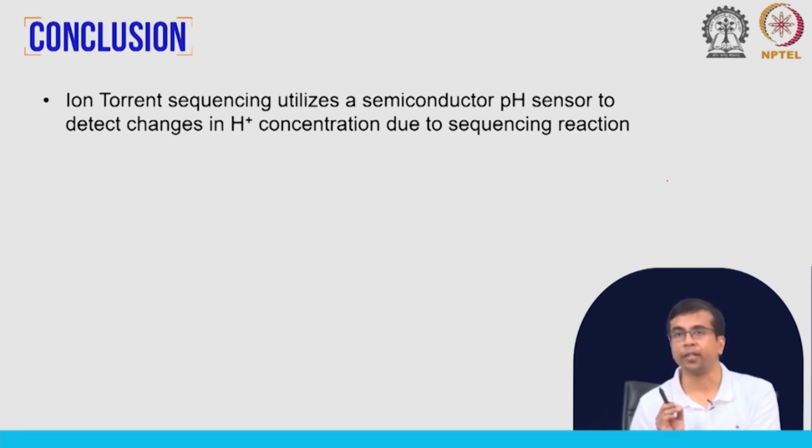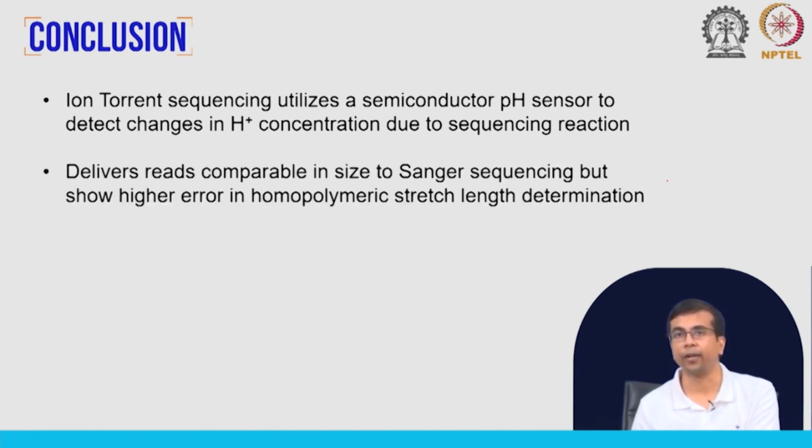When you synthesize the complementary strand of a DNA molecule, there is release of H plus ion every time a base is added. This change in H plus ion concentration is detected by the sensor, which then calls the base. And this happens in cycles, which we have discussed. We add one dNTP at a time, and we observe for signals. We get reads that are comparable in size to Sanger sequencing, but we have the problem that we have seen earlier: there is a higher error rate in the homopolymeric stretch regions, so we get more indels in those regions.